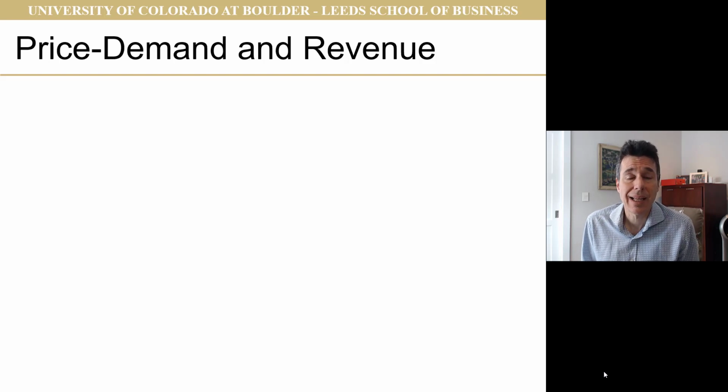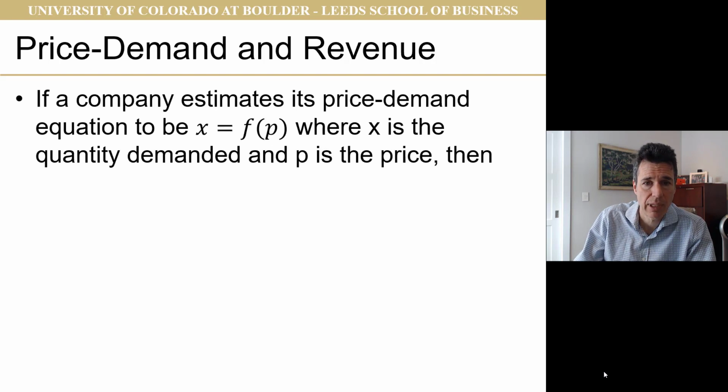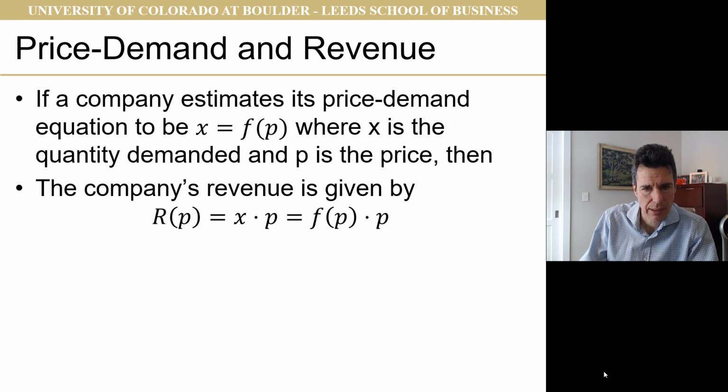Okay, our application we're interested in, and as we go forward in class we're going to do lots and lots of applications along these lines, is we're going to look at a price-demand equation, and we're going to think about revenue. So if a company estimates its price-demand equation to be x equals f of p, where x is the quantity demanded and p is the price, then the company's revenue is given by r of p, which is x times p, which is f of p times p. So we can write revenue as a function just of price.